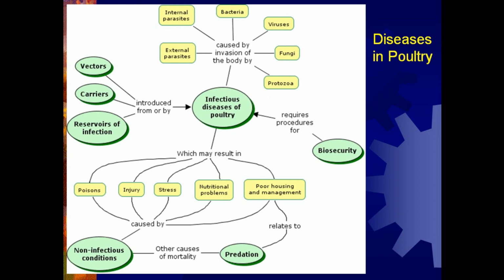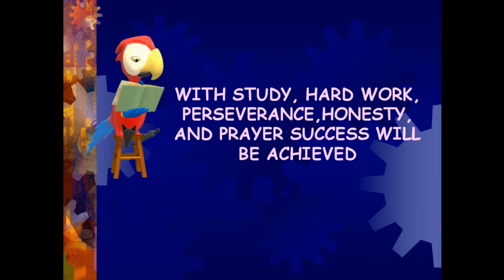Okay. Besides infectious disease, there will also be non-infectious conditions like poison, injury, stress, nutritional problems, or poor housing management. All of these factors we call predisposing factors that make the animals more susceptible to infectious diseases. Therefore, biosecurity is also important so that these predisposing factors can be managed well.